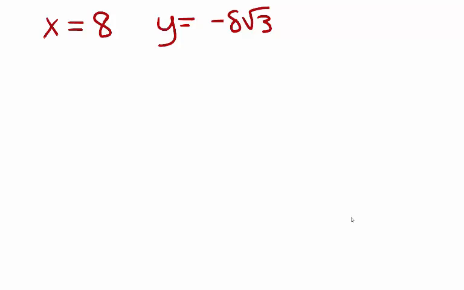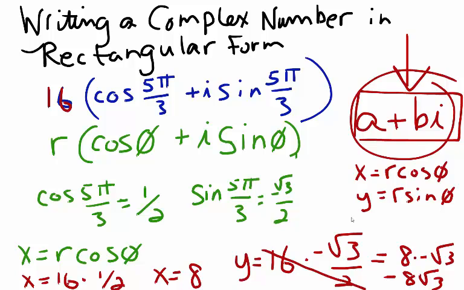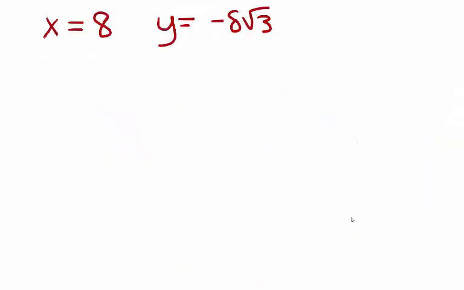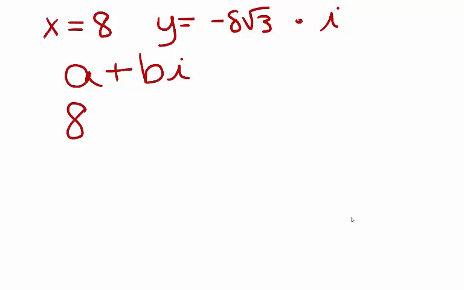Now let's recall that i multiplies with sine 5 pi over 3, which means that i is going to multiply with our value for y, negative 8 square root of 3. So we have x equals 8, y equals negative 8 square root of 3, and i is going to multiply with our y-coordinate. So our complex number in rectangular form is 8 minus 8 square root of 3 i.